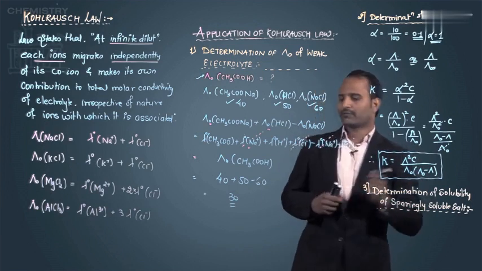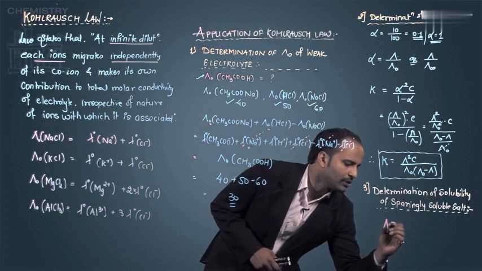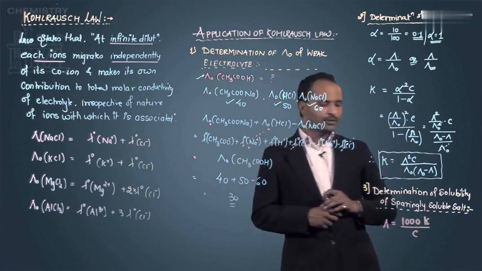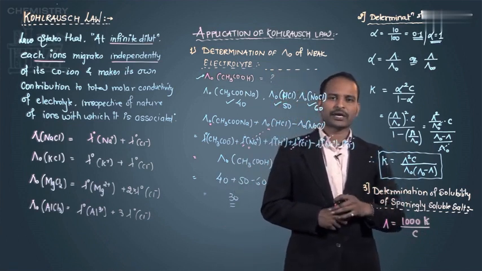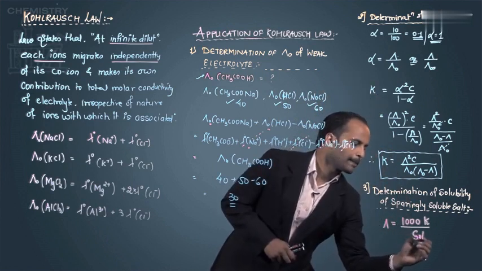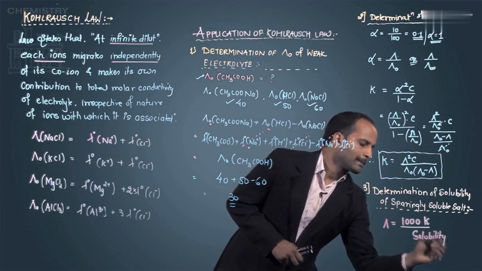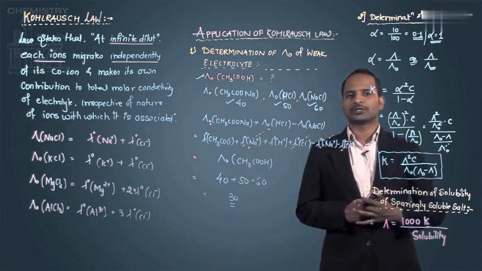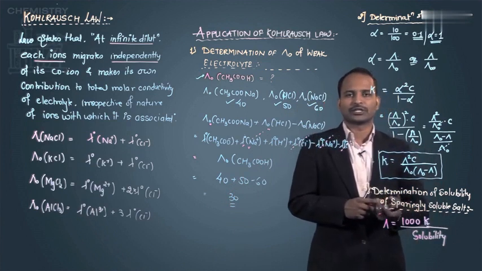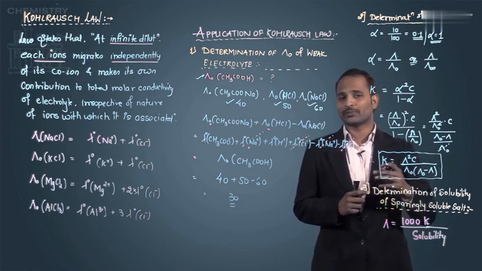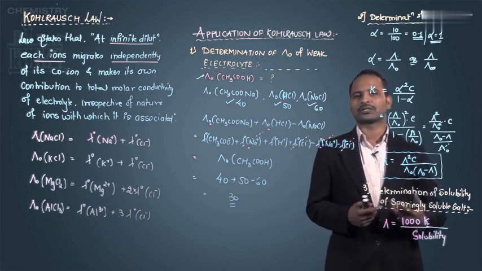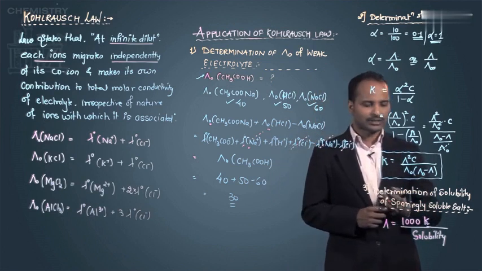Now for lambda, we have a formula. Lambda is equal to 1000 K upon C. For a sparingly soluble salt, this formula changes. When the salt is sparingly soluble, then instead of using the term concentration, we use the term solubility. Because when a sparingly soluble salt is added, the solution becomes saturated, since only a small amount of solute will dissolve. And in a saturated solution, instead of measuring concentration, we measure solubility, and concentration and solubility for a saturated solution are nothing but the same term.